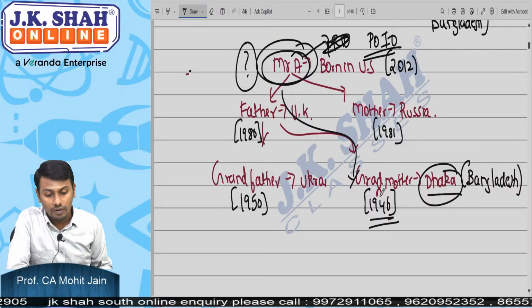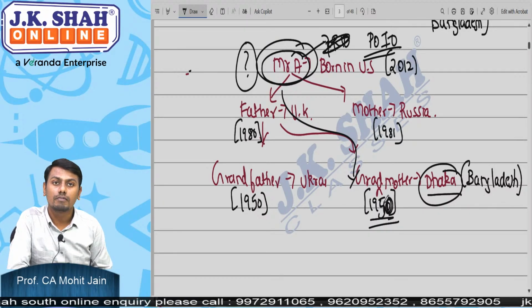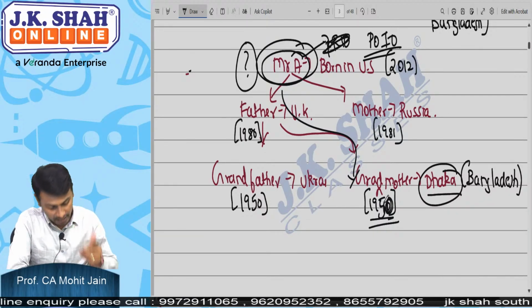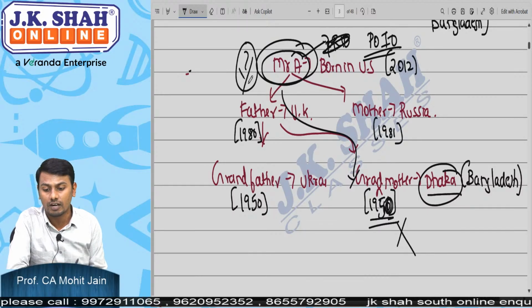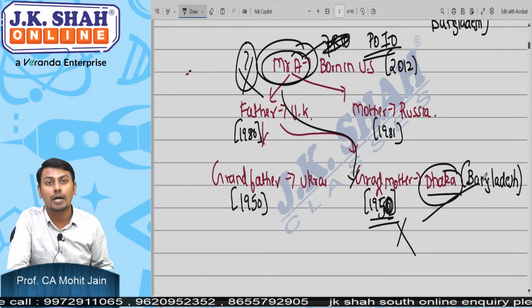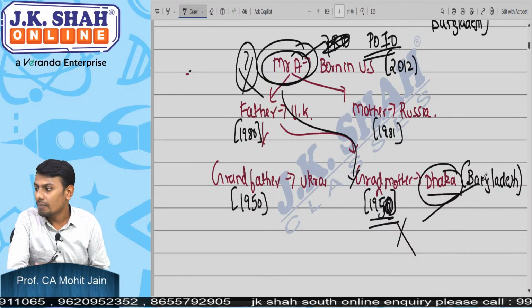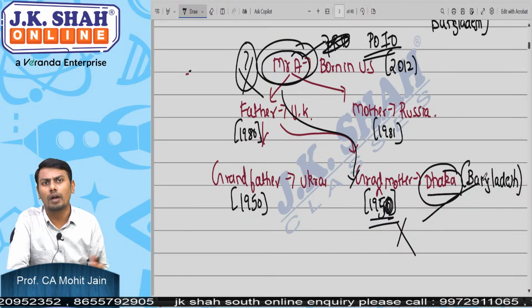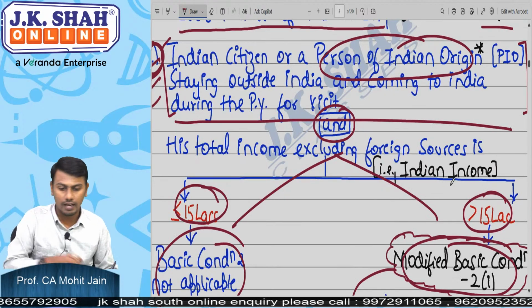Hey, what if his grandmother was born in 1950 then? So what, sir? She'll die late. Arey, nonsense. That means she is not a person of Indian origin now. Mr. A is not a person of Indian origin because she is now Bangladeshi. Am I clear? So before 1947 all the three countries, and after 1947 only India. I hope I have made myself very clear, people.